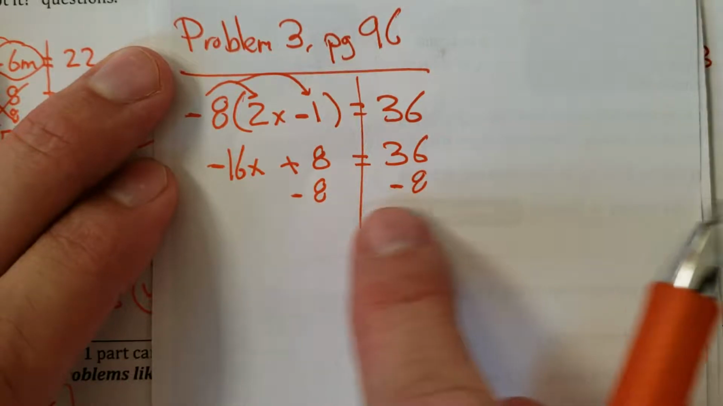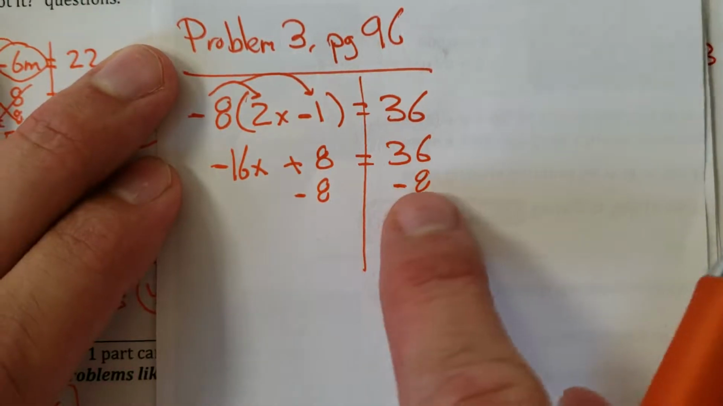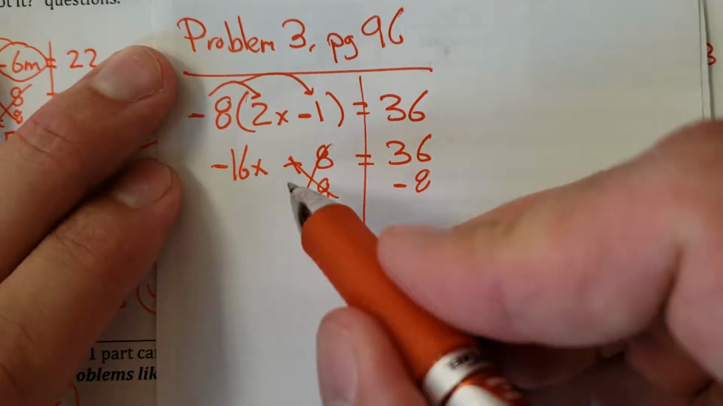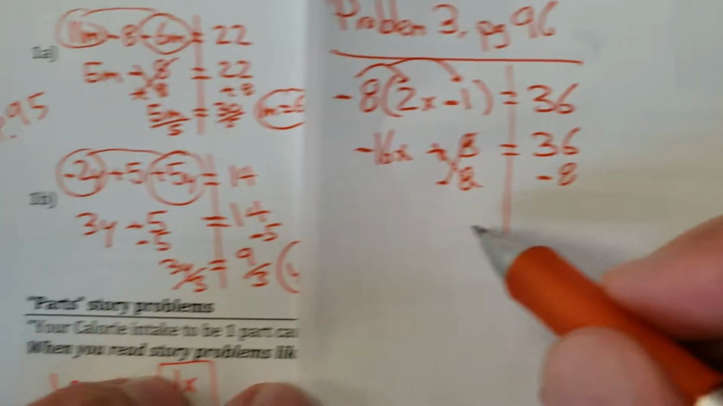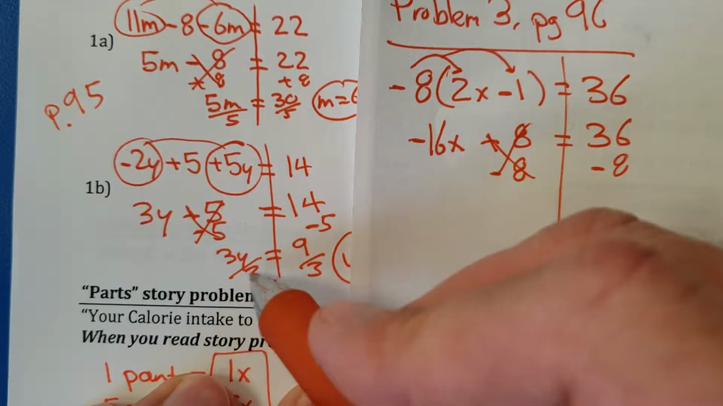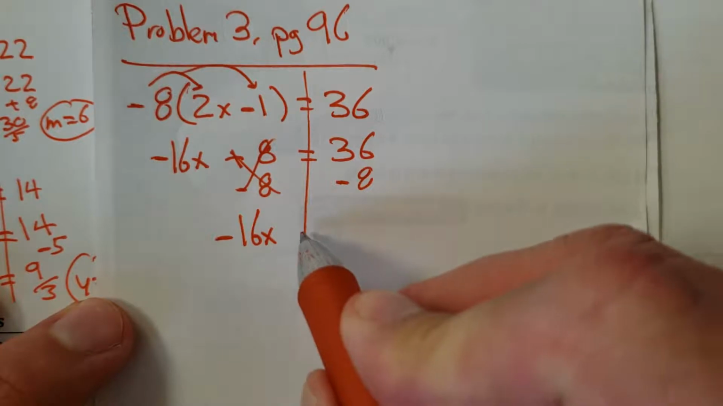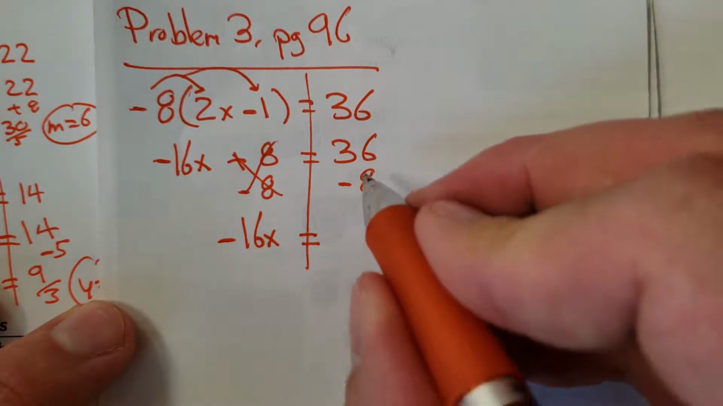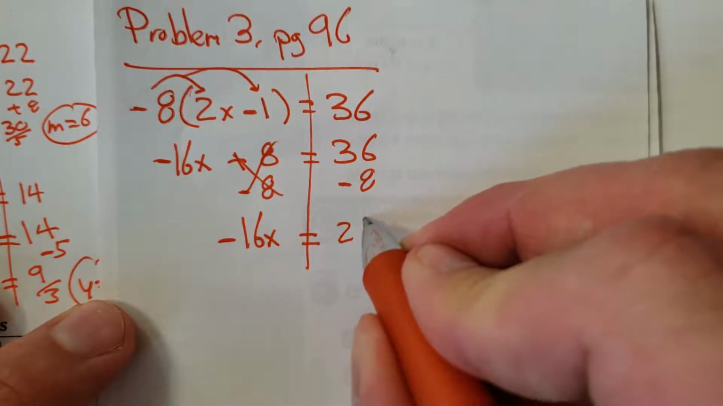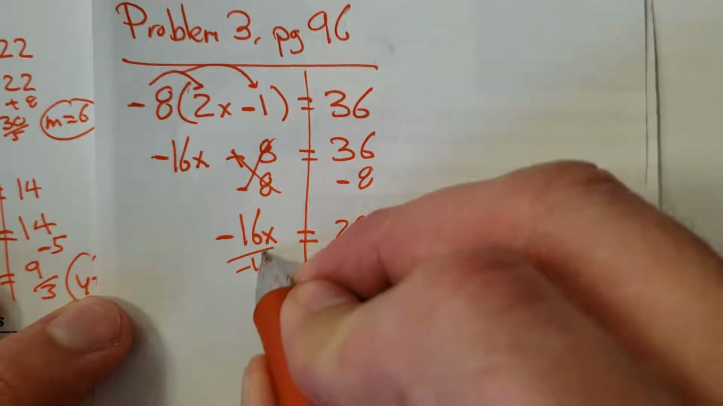Okay, now I'm on my two-step game here. To get rid of a plus 8, a minus 8. You're gone. I don't always show things canceling. I'm sorry. I should probably do better. Okay, see that? That should cancel. You get the idea. Okay. All right, we've got a negative 16x, and that's going to equal 36 minus 8, I believe, is a 28. Divide both sides by negative 16.